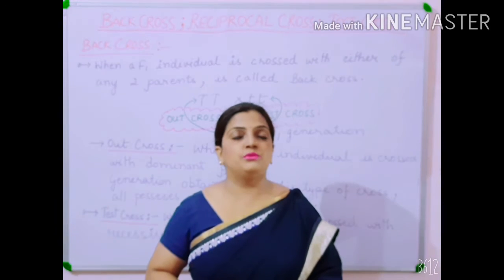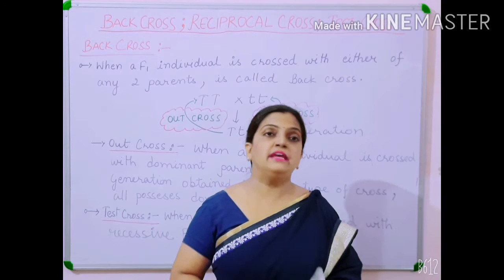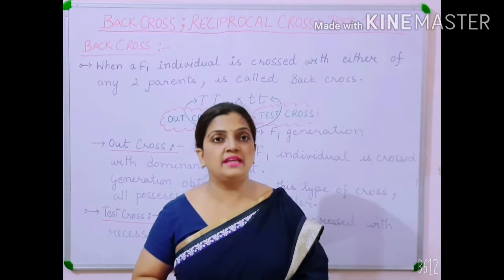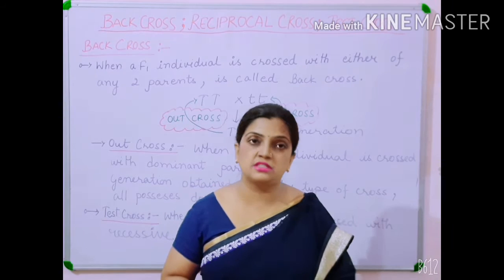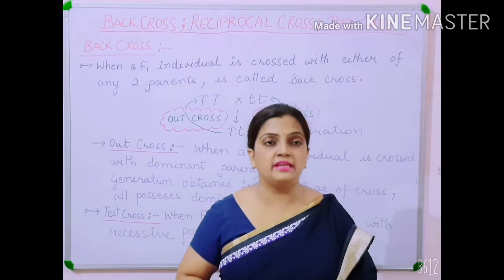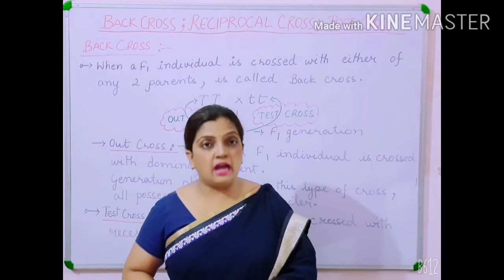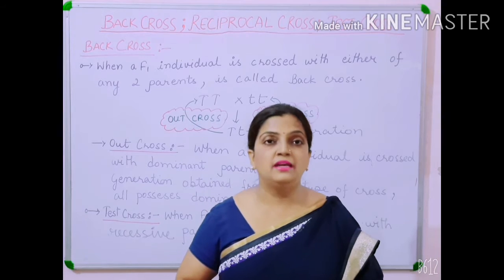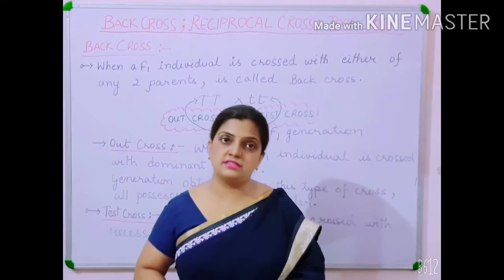In my last video, we discussed the monohybrid cross, inheritance of genes, and I told you how Mendel selected a tall plant and a dwarf plant and crossed them, and how he obtained the F1 generation and F2 generation. How did he obtain the ratios 1:2:1 and 3:1? All these things we have discussed till yet.